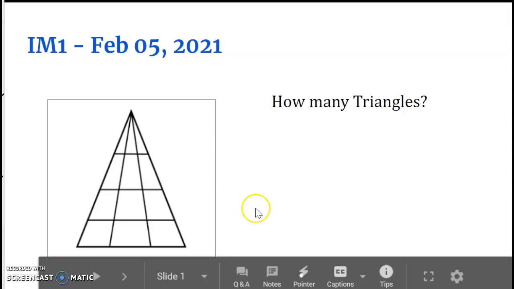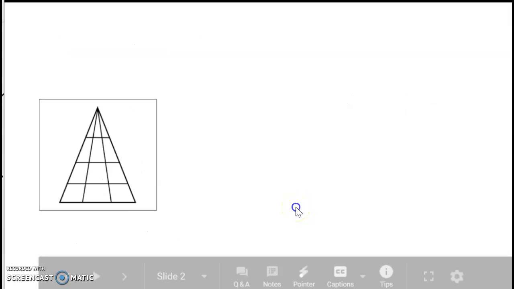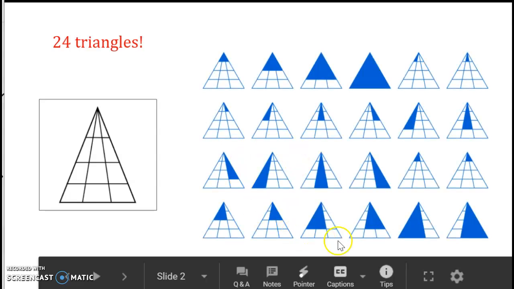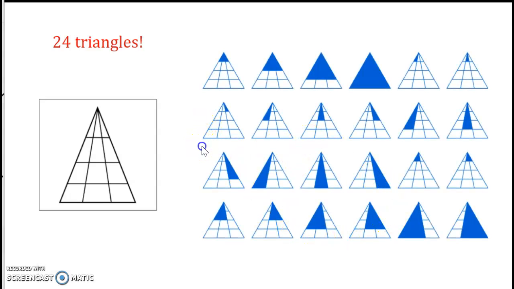Just a quick brain teaser. How many triangles do you see in this picture? Think about it. Okay, there are actually 24 triangles. And that's how the triangles break down.